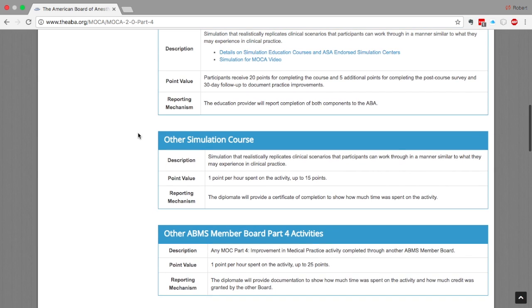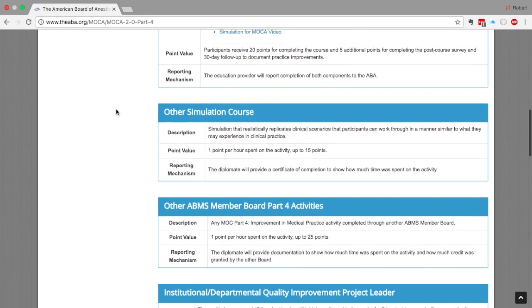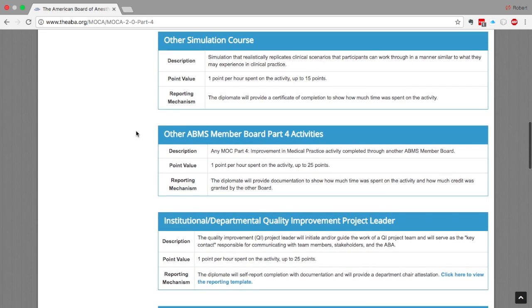This is one of the ones that will be automatically documented to the American Board of Anesthesiology by whoever you take the simulation course through. You can also do a simulation at another simulation center that isn't necessarily ASA certified and receive 1 point per hour spent on the activity. This does max out at 15 points, unlike the approved centers. However, it is a way to get points.